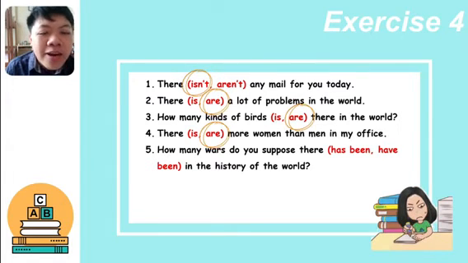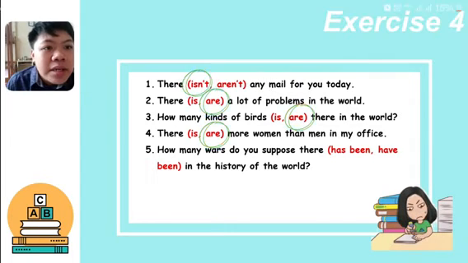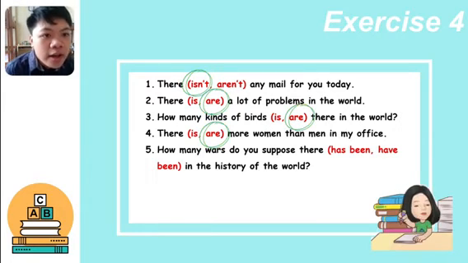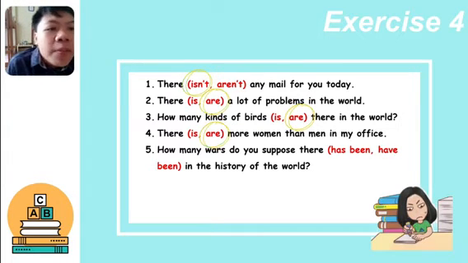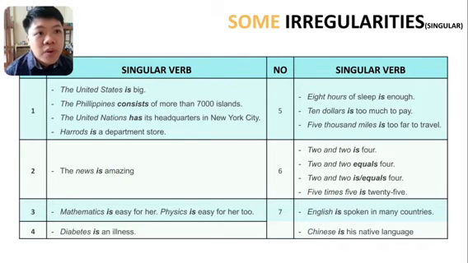That's correct. Number 5. How many wars do you suppose there has been or have been in the history of the world? It focuses on the wars. Do you suppose there is an interrupting sentence, as we have learned. So what is plural? The answer is have been. That's correct. We've come to the last part, which is some irregularities.